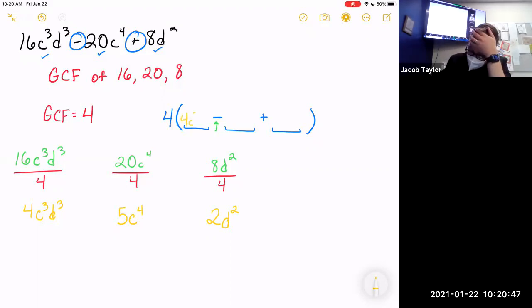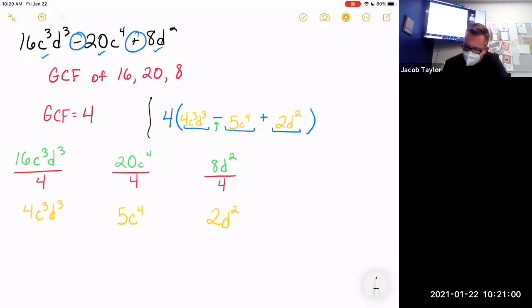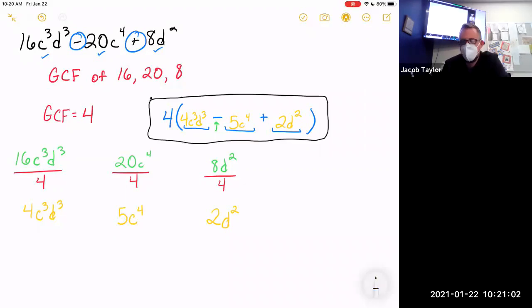So in parentheses, 4c cubed d cubed, 5c to the 4th, 2d squared. Right, guys? And there's my solution.